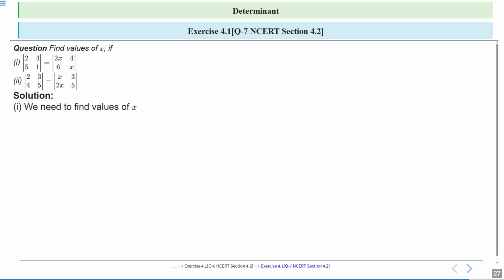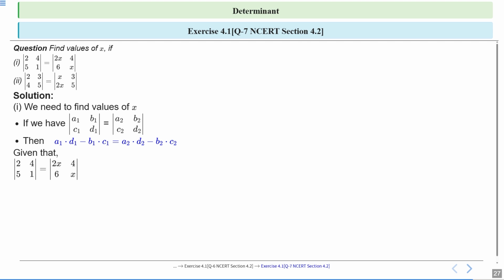Okay, we need to find the value of x. So if we have two matrices of order 2 cross 2 and the determinants of both matrices are the same, that is, the determinant of [a1 b1; c1 d1] is equal to the determinant of [a2 b2; c2 d2], then we calculate the determinant of the first and second, and both are equal. So a1 into d1 minus b1 into c1 is equal to a2 into d2 minus b2 into c2. Given that the determinant of the matrix [2 4; 5 1] is equal to the determinant of [2x 4; 6 x], just use the above formula.